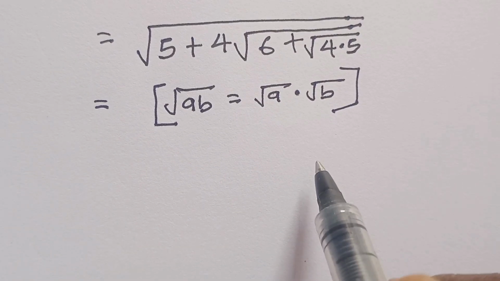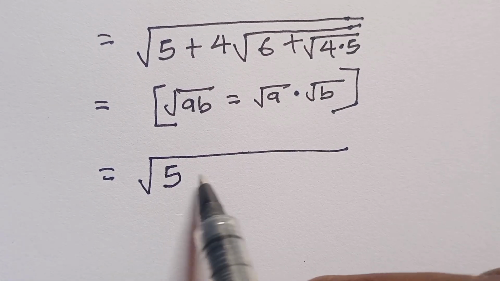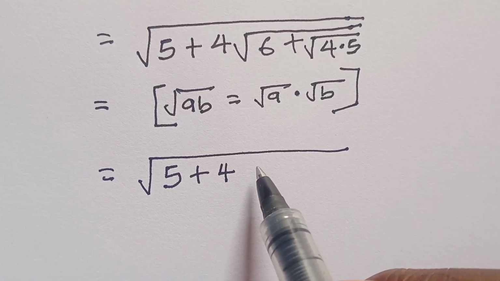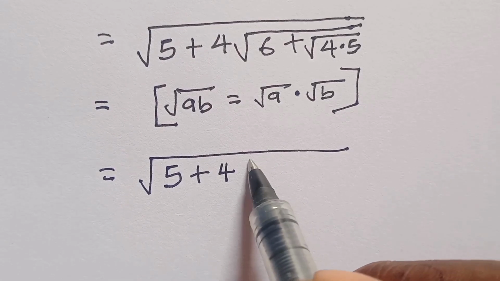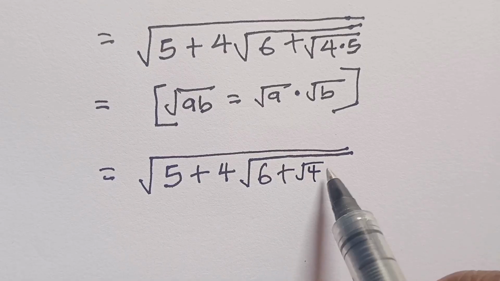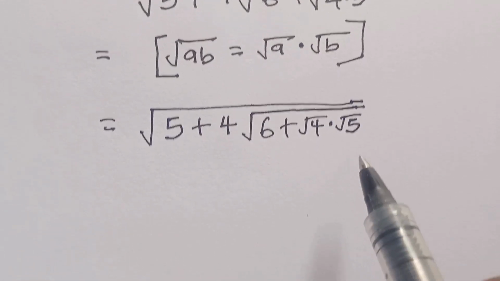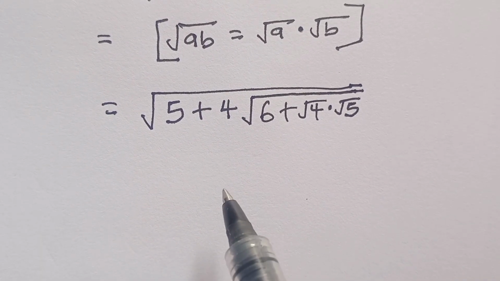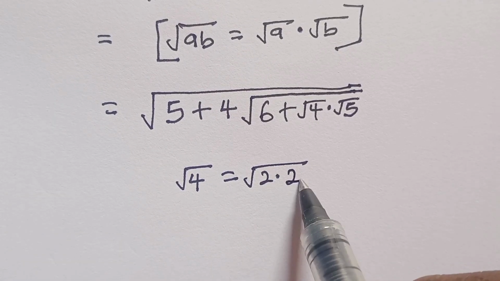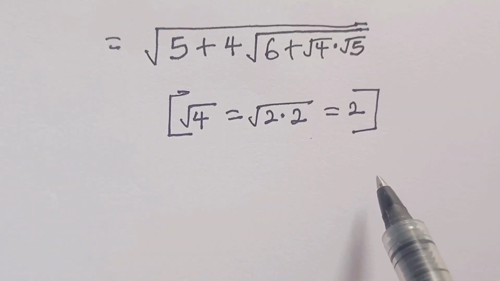That's the principle that I also want to apply here. So if I apply the principle here, I will now have the square root of 5 plus 4 square root of 6 plus the square root of 4 multiplied by the square root of 5. And don't forget, we can easily eliminate the square root of 4 here to make our work easier and faster. Therefore, the square root of 4 becomes the square root of 2 multiplied by 2, and that will give us 2. So this one is easy and straightforward.